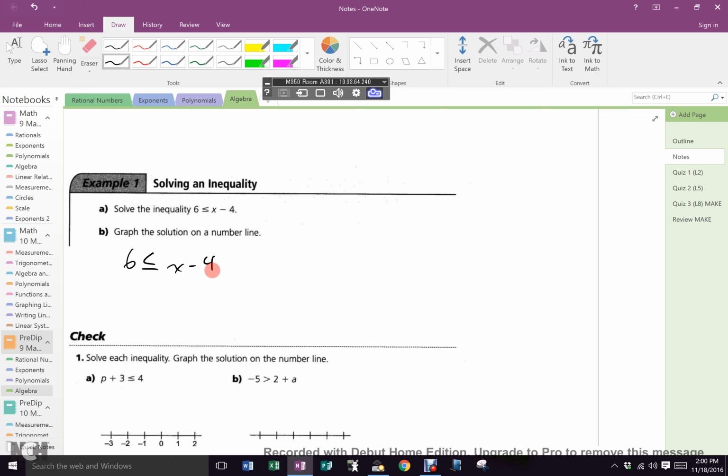What's your job whenever you see a letter with other stuff around it? Get it by itself. You isolate the variable, if you're going to use proper words, which you know I normally like to do. To isolate, that means you have to move everything away from it. How do you move something in math class? The opposite of what you see, no matter what.